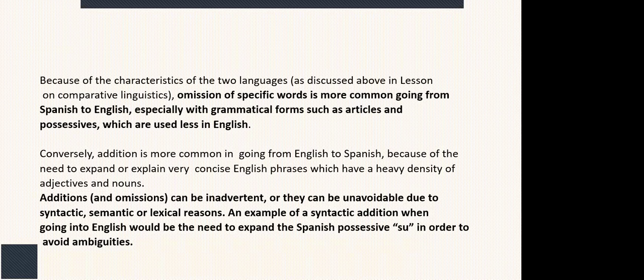So additions and omissions can be inadvertent, okay? What that means is that they may come up anytime, or may not happen, okay? And that is something very difficult to plan for or to expect. They can be unavoidable due to syntactic, semantic, or lexical reasons, as I was saying, the nature of the two languages and the cultural content communicated or implied sometimes requires addition, sometimes requires omission, which is the counterpart, right?